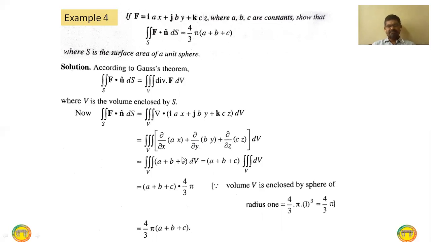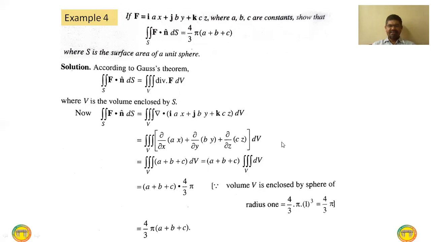Taking a plus b plus c as the constant out, we have the triple integral of the volume dv. Here we know that the volume of a sphere is 4 by 3 pi r cube. But the sphere's radius is taken as 1. Therefore, the value is a plus b plus c into 4 by 3 into pi into 1 cube, that is 4 by 3 pi. The remainder value is 4 by 3 into pi into a plus b plus c.